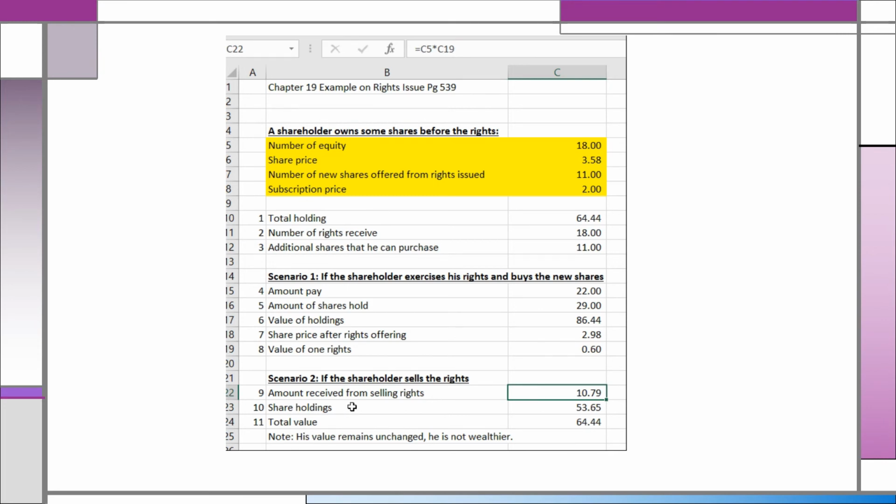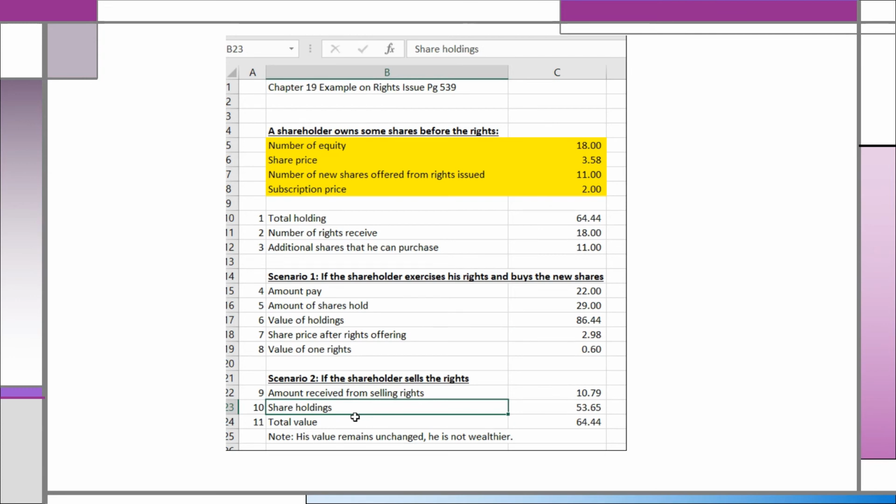Question 10. How much is the value of his shareholdings? The value of his shareholding reduces to 53.65 pounds, because the share price has dropped to 2.98 pounds after the rights issue. He still owns 18 shares, which is the original number of shares owned by him.